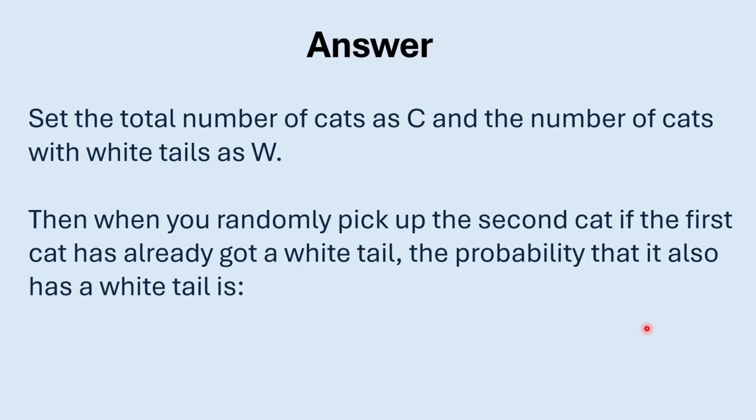And here, we are calculating the so-called conditional probability. Under this condition, the first cat has already got a white tail. So what is the probability that the second cat also has got a white tail? It is equal to W minus 1 divided by C minus 1, because after the first cat has already got a white tail, the total number of white-tailed cats remaining is W minus 1, and the total number of cats remaining is C minus 1.